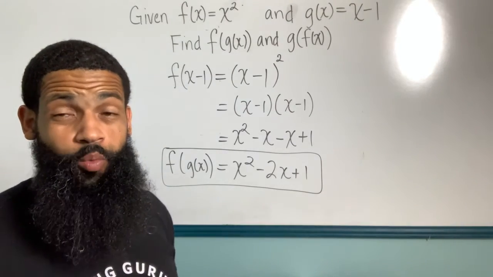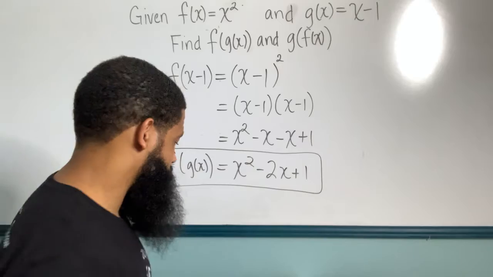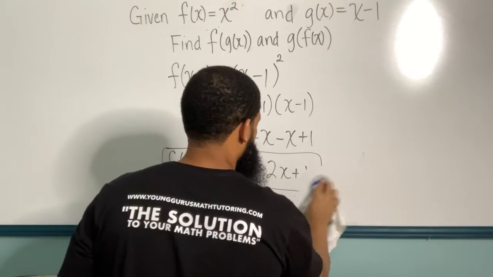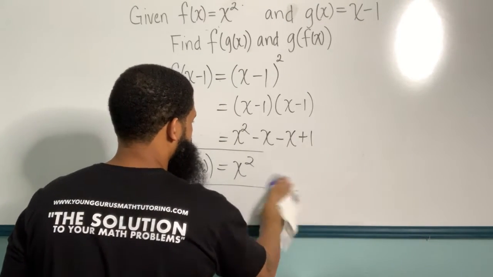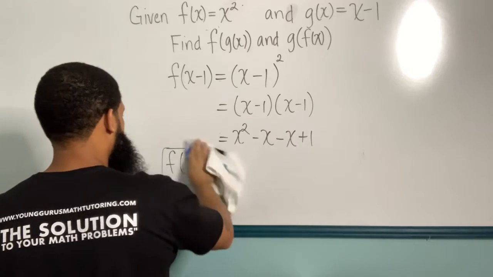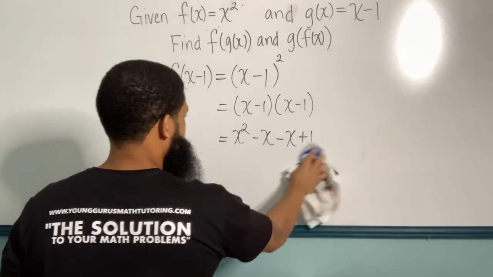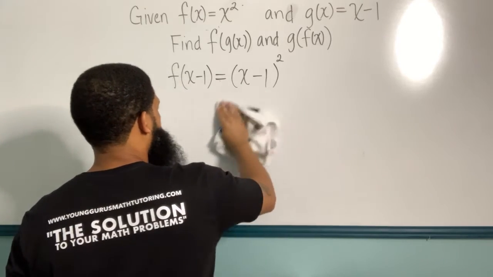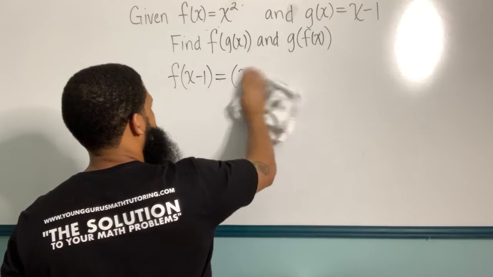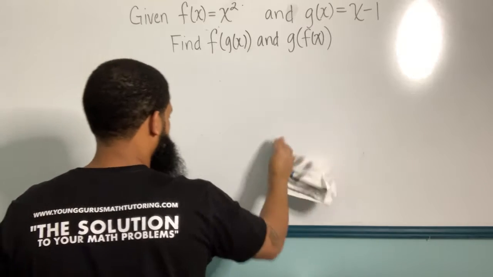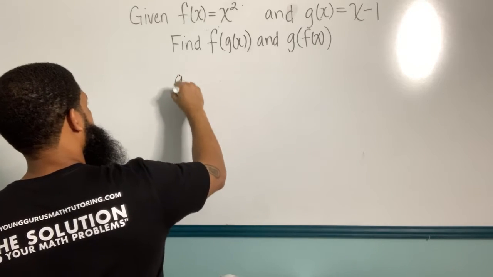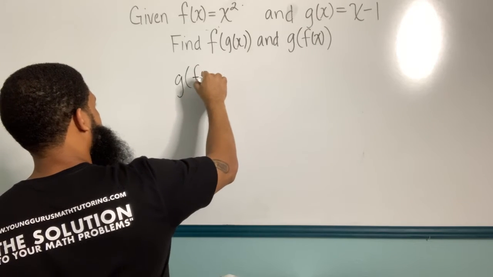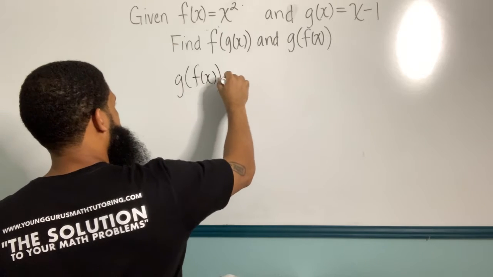Now we're going to switch it up. We're going to find g of f of x. All right. So basically, as you all can see, we're just substituting the one function inside another function. Okay. And we call these composition functions. All right. So now we want to find g of f of x.